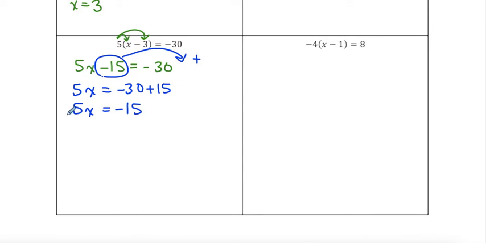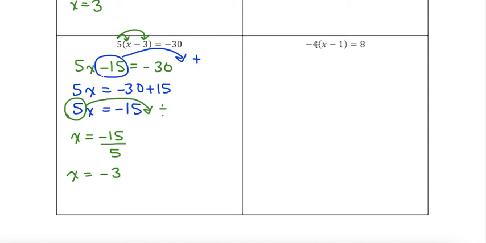And from here, I'm getting rid of that coefficient. I'm bringing it to the other side, and I'm doing the opposite operation, which is division. So I have x is equal to negative 15 divided by 5, or x is equal to negative 3. So again, this is just another way to do the same problem. So whatever method works best for you, you stick with that method.